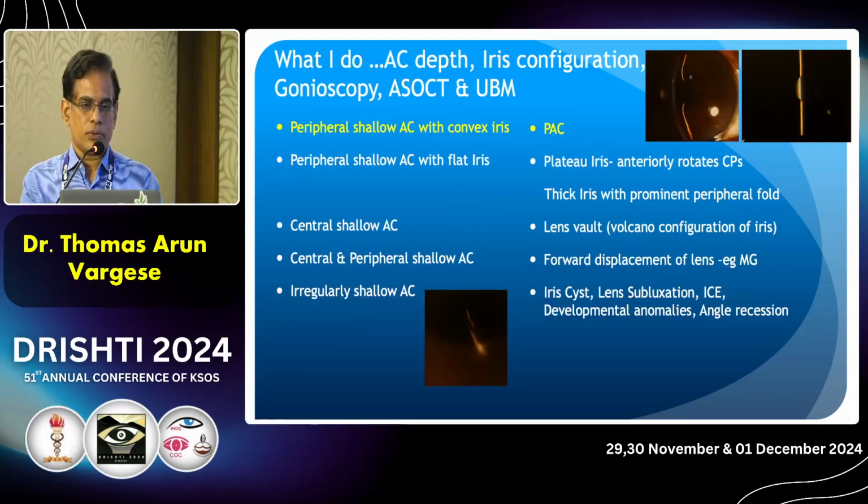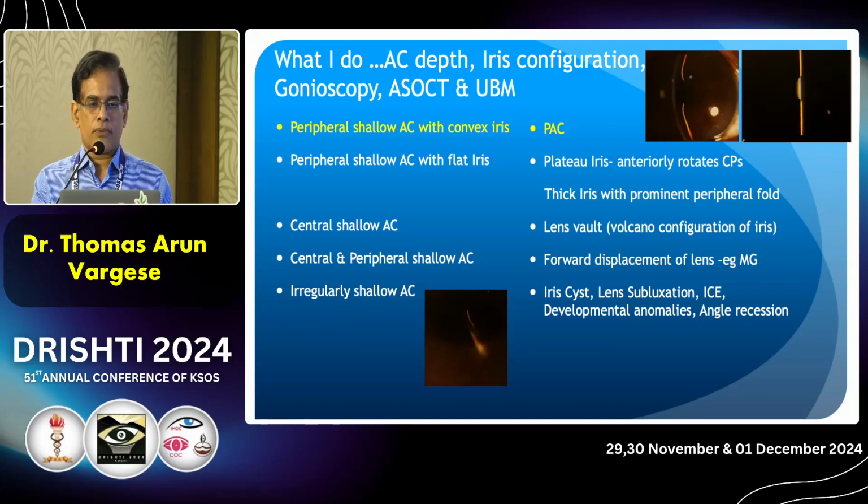So what do I do? Of course, a good clinical examination: AC depth, iris configuration, gonioscopy. So make sure this is a patient with a relative pupillary block in whom you are actually justified in doing a YAG PI. With this clinical examination itself, you can differentiate those patients who actually have a relative pupillary block, the peripheral shallow AC with a convex iris. That's the primary angle closure that we need to address.